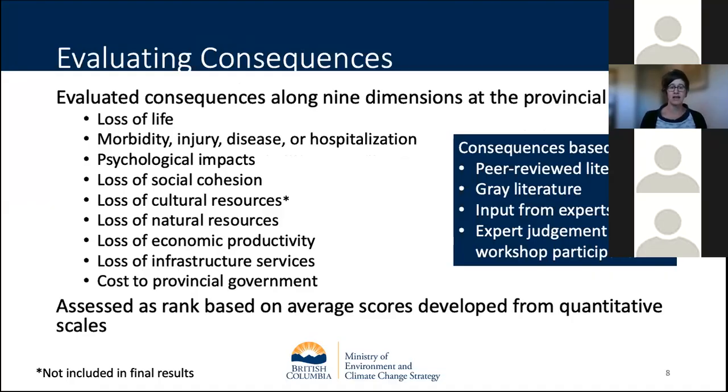For our consequences, we were interested in breaking down an assessment of consequences to get a more nuanced understanding of what the impacts were for these particular risk events. So rather than just looking at an overall consequence, we divided this up into a number of things: the impact to loss of life or serious injury or harm, psychological impacts, loss of social cohesion, loss of cultural resources and natural resources, loss of economic productivity, loss of infrastructure services, and cost to provincial government, which is particularly important for us because we're using this information to inform our decision makers about potential risks, and they need to know what the potential costs are for them.